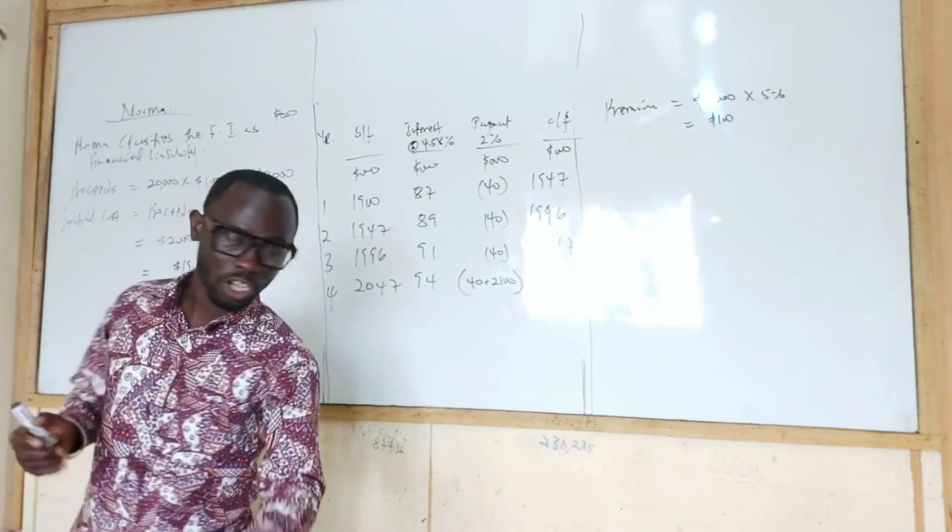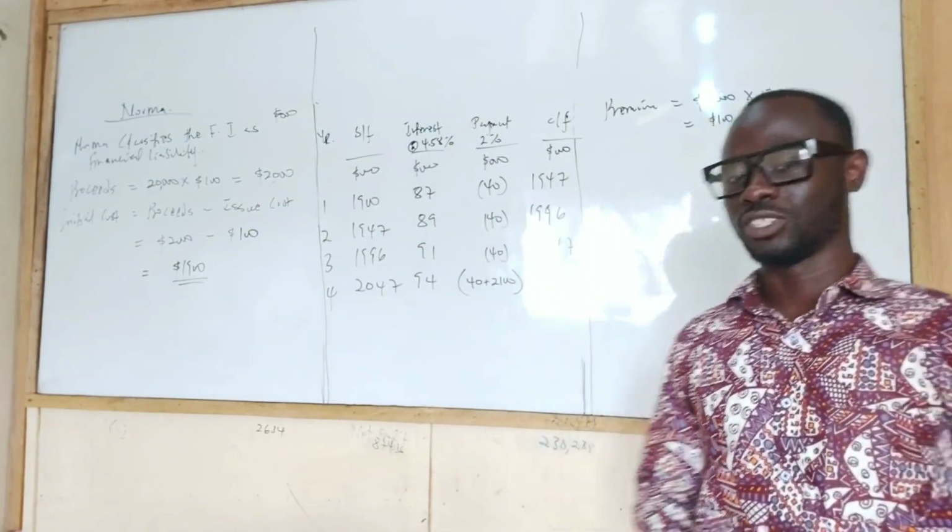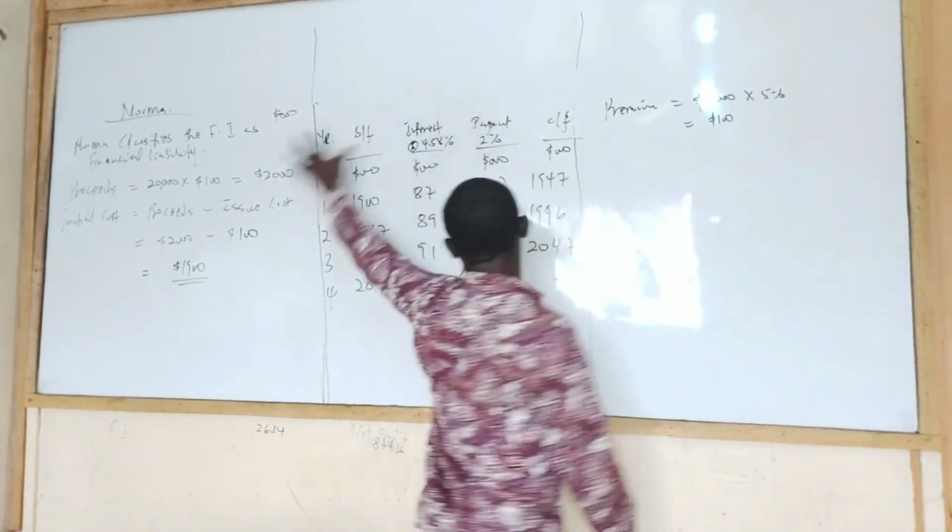Yes, it's because of approximation. $1, it's because of approximation. So that one is allowable. So this is how you solve the question.